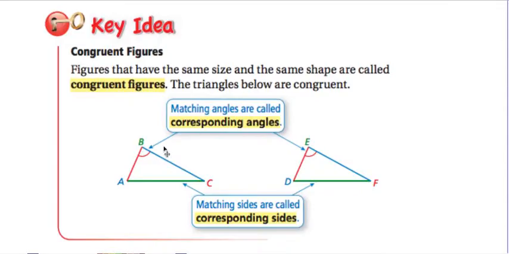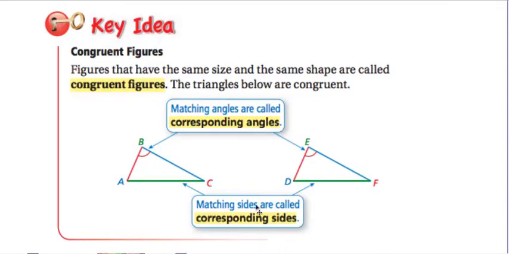See how B and E are in the same position on the triangle? Those are corresponding angles. A corresponds with D and C corresponds with F. Those corresponding angles have to be the exact same measure for these figures to be congruent.